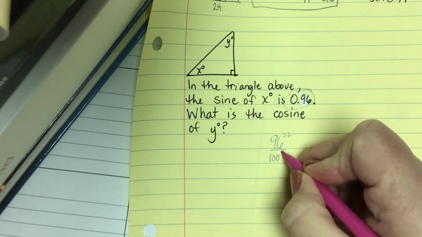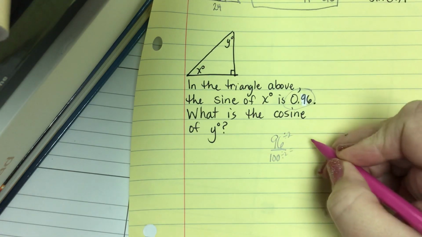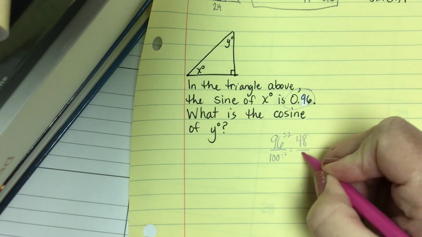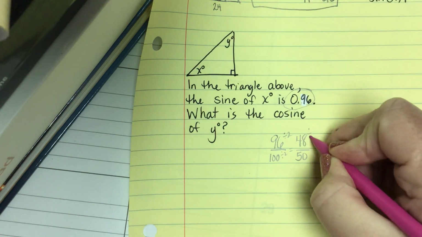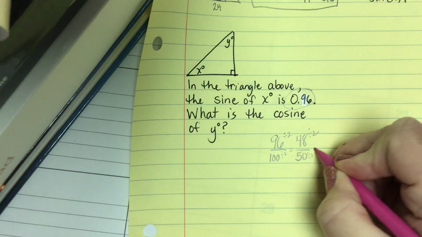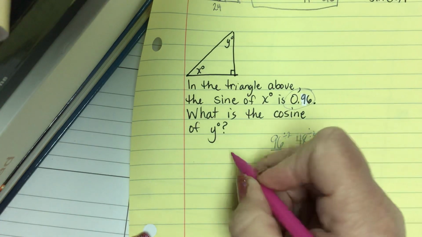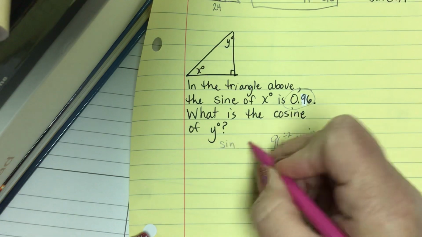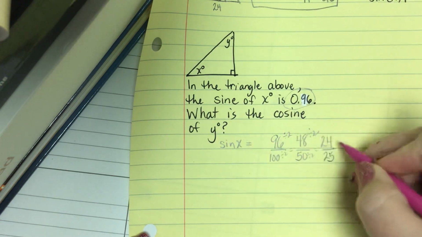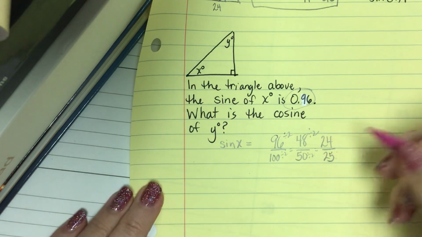They're both divisible by 2, probably by more. What's that, 48 over 50? Yep, I could have divided by 4, but that's okay. Keep going. Divide by 2, so 24 over 25. So I know that the sine of angle X is 24 over 25.